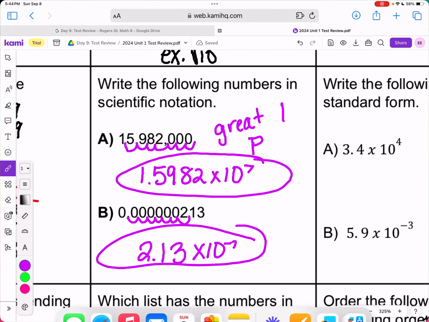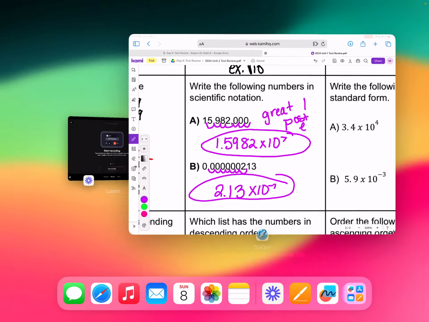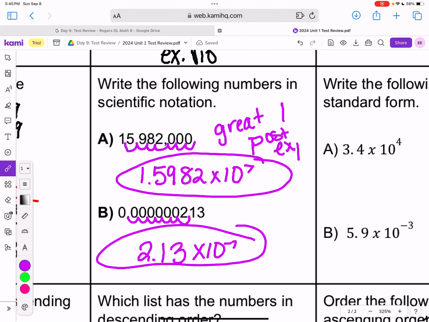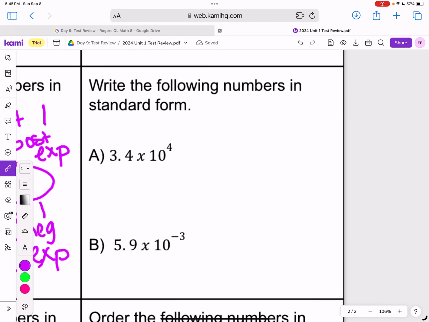Okay, so let's take a look at the third one for the scientific notation. So this one is given in scientific form. So now we need to transition it over to standard. So 3.4, and then this is a positive number, so we're going to go to the right.